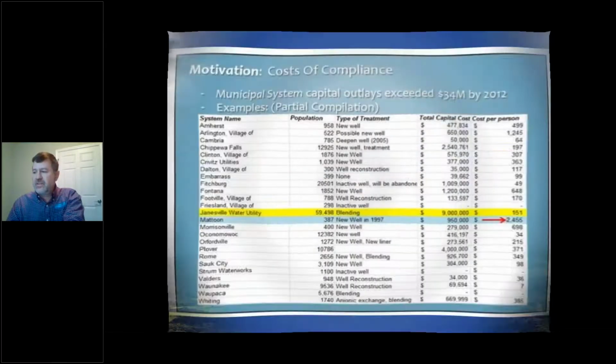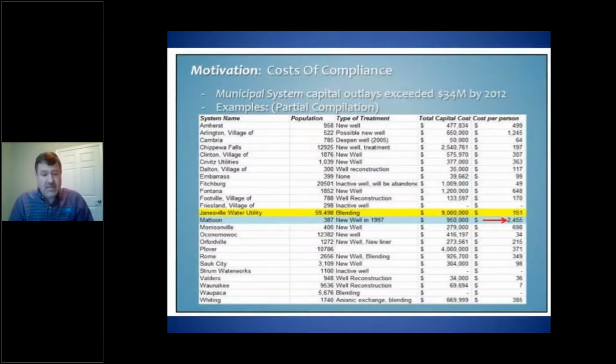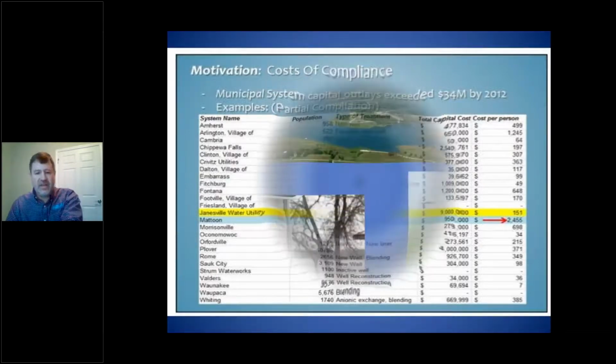This is actually for my counterpart in Wisconsin. This is kind of hard to see, but I went to the one with the red arrow. 387 people. They had to drill a new well because it was contaminated with nitrates. Almost $1 million to do that, so it's $2,455 per person. So my point again, who's paying for these costs that Chris sees in his research? It is the consumer that actually is paying for that.